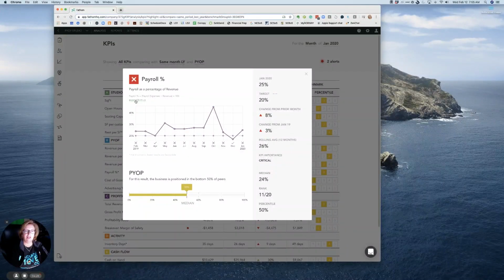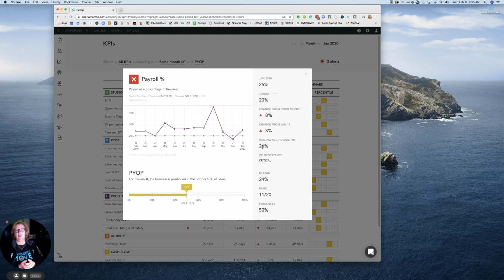If you click the expand formula, you'll be able to see your specific number substituted into that formula. You'll also see a rolling average. That's where I like to look, not just month to month, because that can go up and down, but where are you over a 12-month period? As you can see, this studio is over its target. Its target would be 20%, and it's running about 26%.